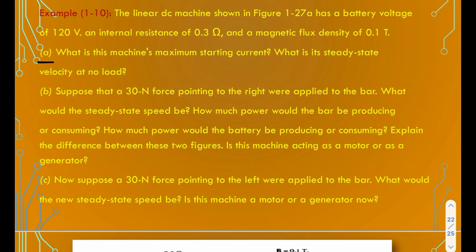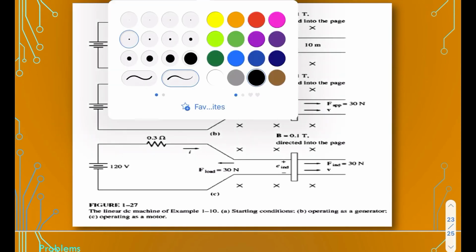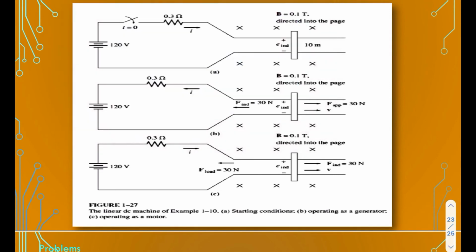We can check the figures here, guys. This is now for B. This is B now, applied force to the right. This is the force here. If we apply 30 Newton, we will have F induced to the left, with the same value, 30 Newton.